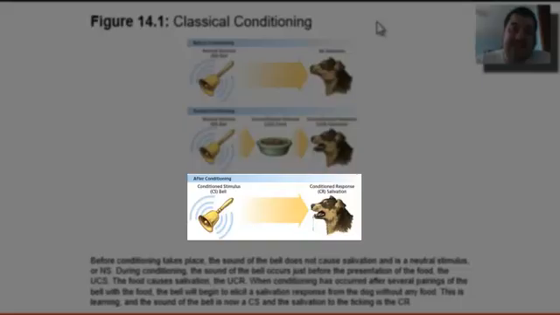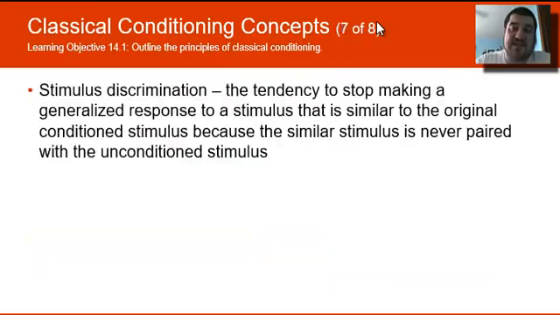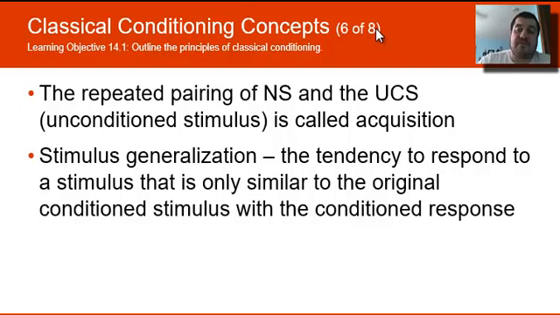Now let's go back and talk about some other situations. Here we go. The repeated pairing of the bell and the food in the dog instance is called acquisition. So we're acquiring the pairing. We are realizing that this is happening and that one is going to bring about the other, or that they're paired together. Stimulus generalization is another aspect you'll have to know, and that is the tendency to respond to a stimulus that is only similar to the original conditioned stimulus with a conditioned response.